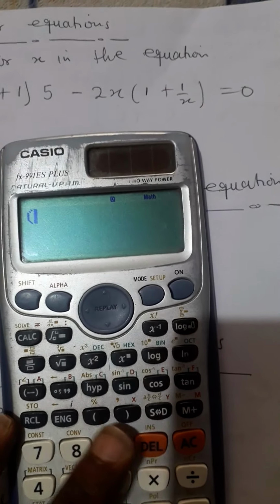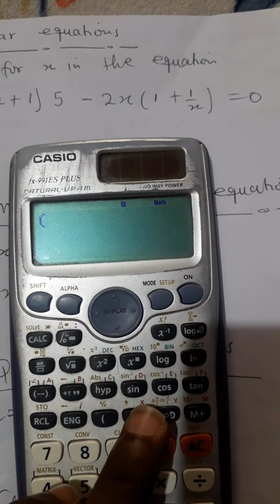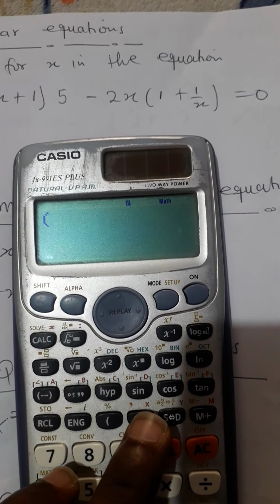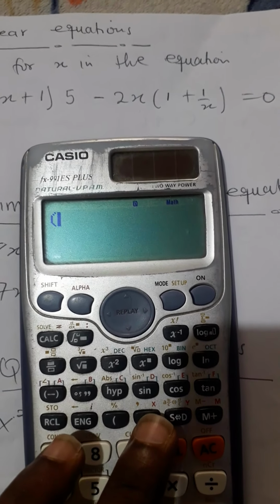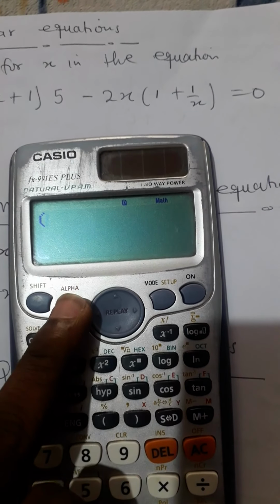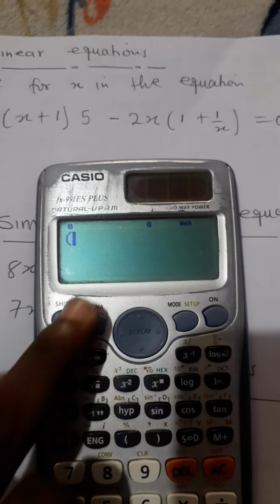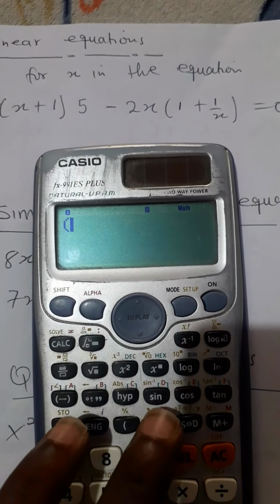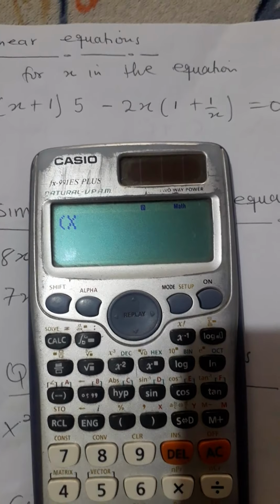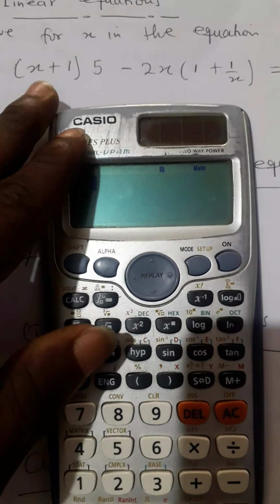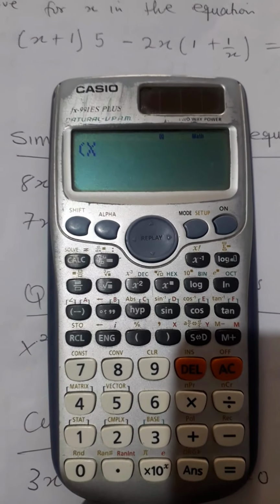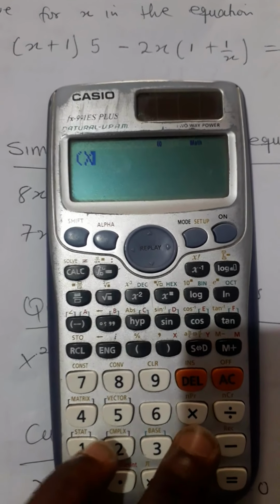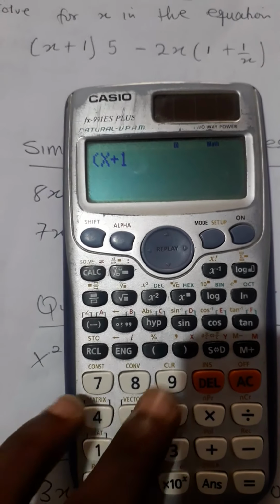Where is an x? There is an x here, just on top of the closed bracket. But this x is colored red, so before we can press the x, you have to press the alpha. Press alpha, then the alpha sign will come on top of the calculator. You see that A, then you press your x. Then plus 1. Then we close the bracket.